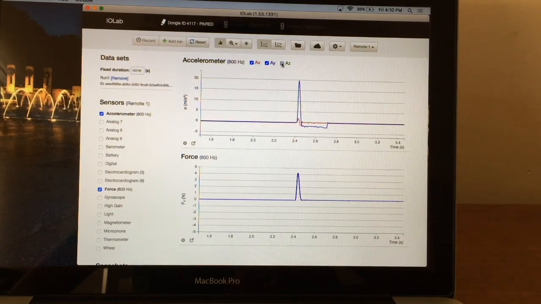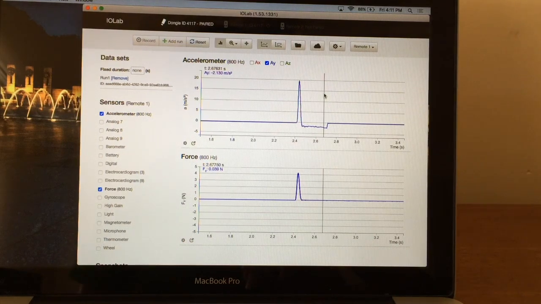If I had both of these checked, it would give you all three of those. But again, we're just going to focus on the Y component. And it does the same for the force. So you can see that the acceleration and the force peak at the same time, which we would expect, but you'll be getting to know that a little bit more in the force and acceleration lab. For now, we're going to look at what we can do with the analysis mode.